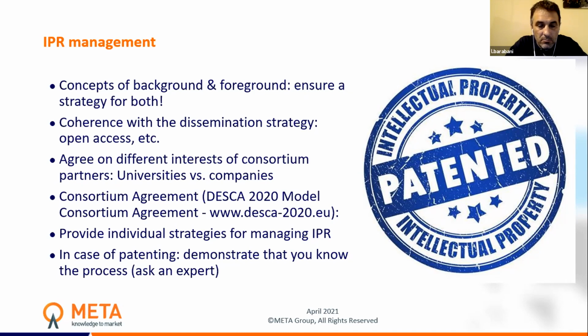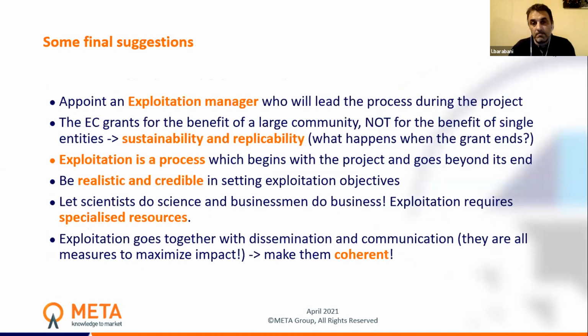Another important point is that patenting is never easy. So it requires specialized expertise. So if you plan to have a structured IPR strategy, which is not industrial secret or copyright or whatever, but your exploitation strategy is very much based on patenting, for example, try to include in your consortium some specific expertise on IPR to describe the process and how it should be addressed. So this is more or less all. Some final suggestions for when you address exploitation.